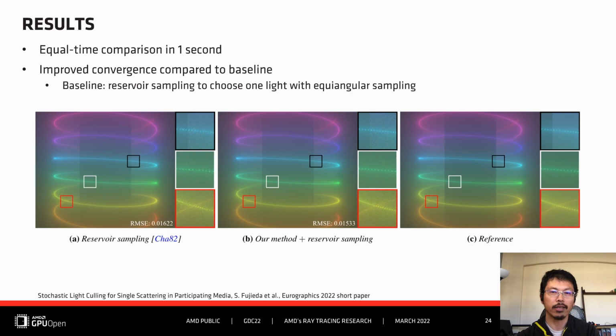Here is the result of the method. We did an equal time comparison. The images except for the reference image, which is shown on the right, were rendered in 1 second. We used reservoir sampling as a baseline, which is shown on the left. Our method is shown in the middle, and this is again an equal time comparison. As you can see, the noise level is reduced quite a lot compared to the naive method. And of course, this is not biased, so it converges to the reference image if we run longer.